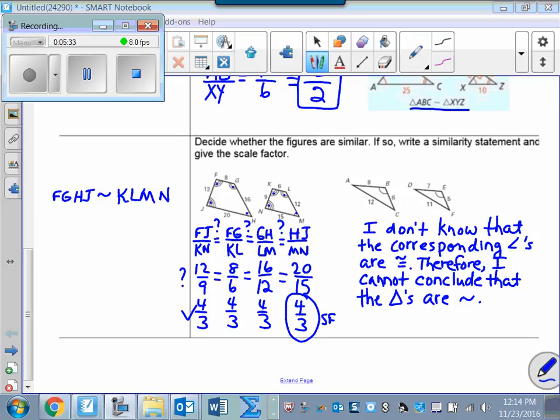I don't want to say for my answer, well, actually, I do know they're not similar because of the scale factor. Their side lengths aren't proportional, so definitely I know that these are not similar.